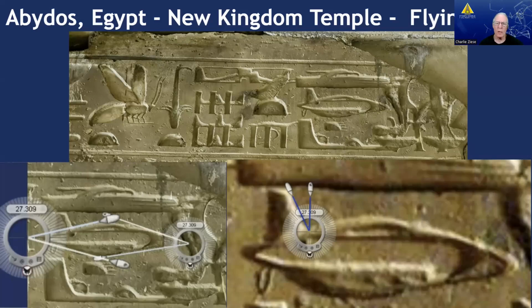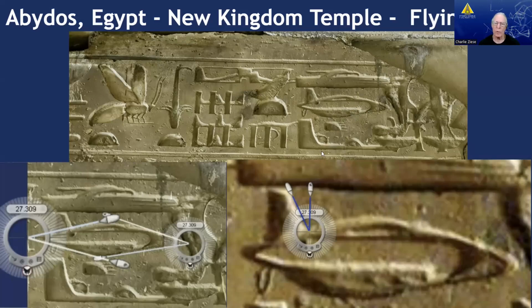These are carvings from what's called the New Kingdom Temple in Abydos, Egypt. Many of you may have seen these before on Ancient Aliens or other types of programs, showing these ancient vehicles. Some look like submarines or boats and helicopters and so forth.